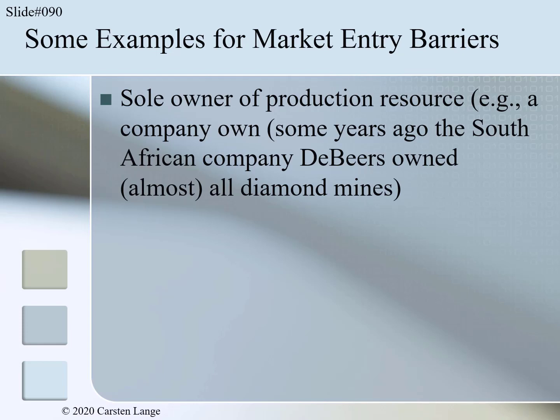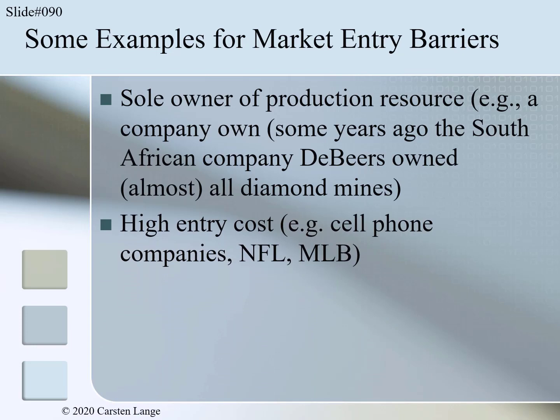Another type of market entry barrier is high entry costs. Entering the market results in very high costs. One very obvious example is cell phones. If a new cell phone company wants to enter the market, they first need cell phone towers. And these cell phone towers have to cover a big area in a high density. Otherwise, there would be a lot of interrupted calls. Building all these cell phone towers before even the first call can be connected is very costly.